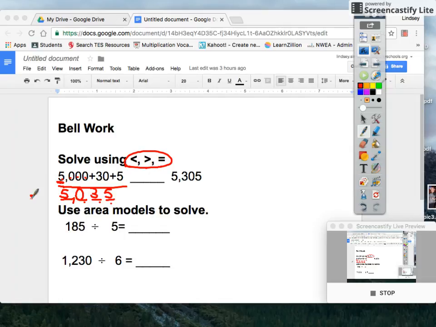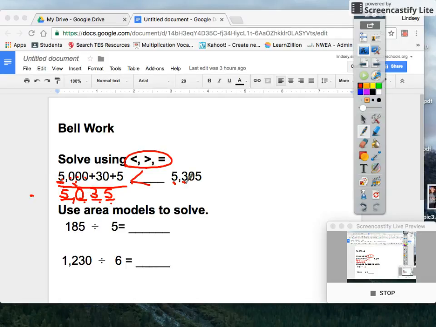Somebody raise their hand. Is it greater than, less than, or equal to 5,305? This is kind of tricky, George. It is less than. So we draw the less than symbol because they both share the same 5, but in the hundreds place, this one has a 0 and this has a 3. So of course the 0 is less than the 3.